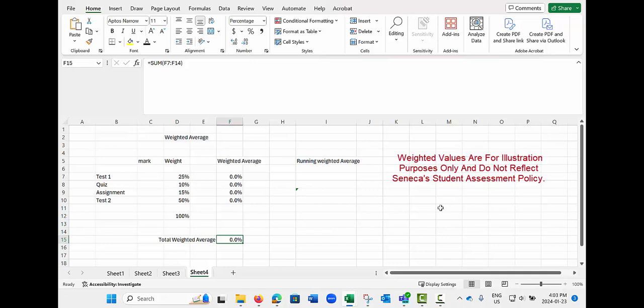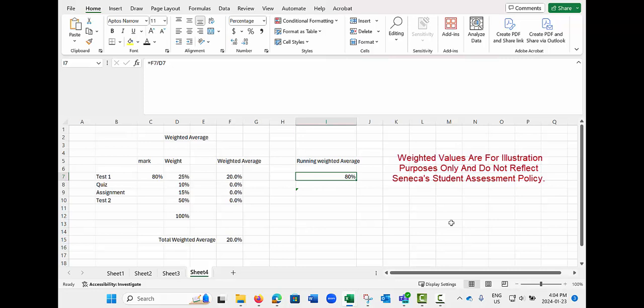Now let's look at the scenario where we've got a running total. So you write your first test and you get 80%. Now this means out of the 25% that this test was worth of our total marks, you managed to get 20% of it. That's your weighted average. But what's your running weighted average? Well, it's 80%, because basically this is the only assessment done so far.